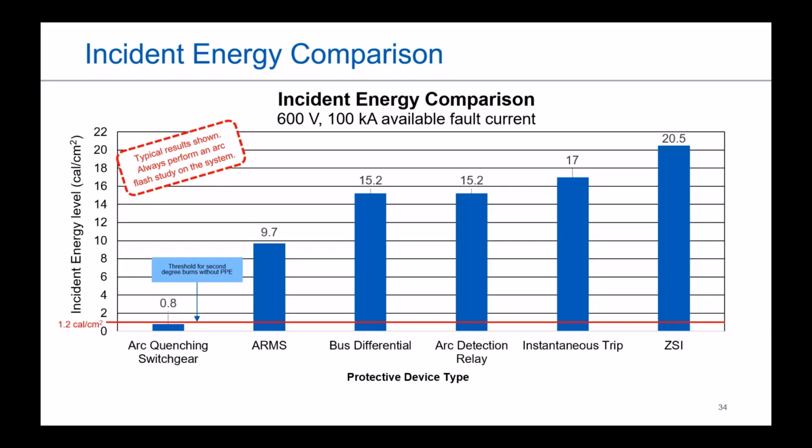But this still gives you an idea, even if arc quenching doesn't necessarily make the most sense for your installation, or what your budget limits or installation requirements are, of just how much you can reduce incident energy even with these other methods. Ultimately, it's going to come down to what's going to make the most sense for your project, what your equipment is, and what you're having to walk through and deal with.